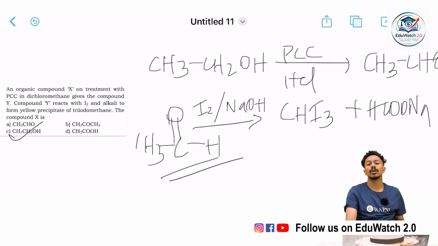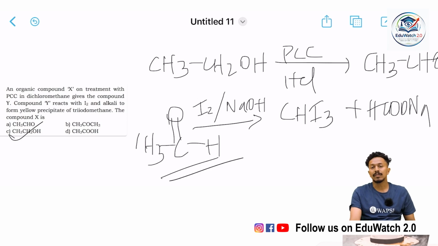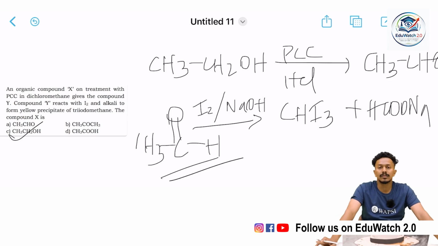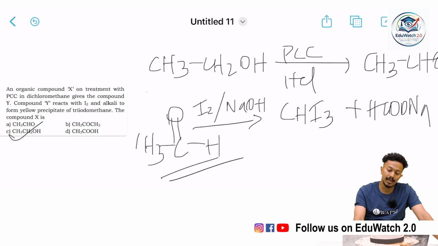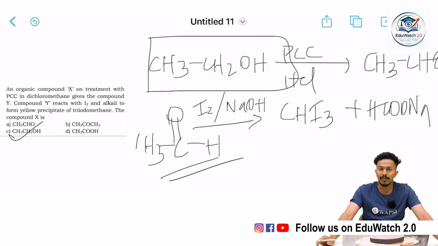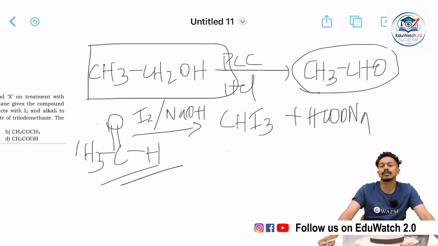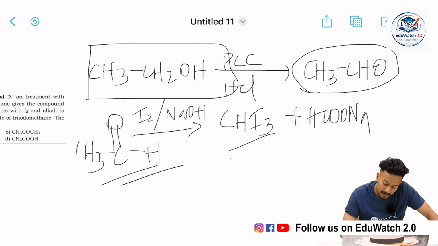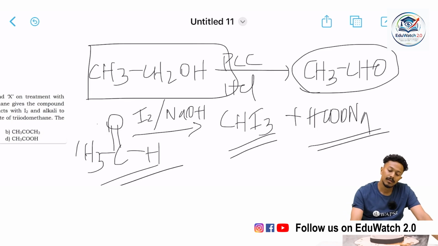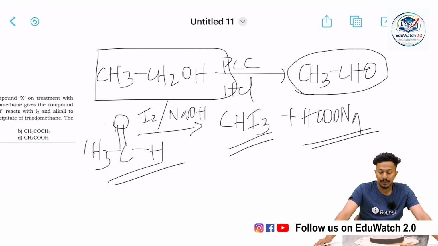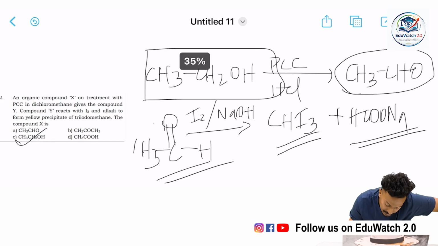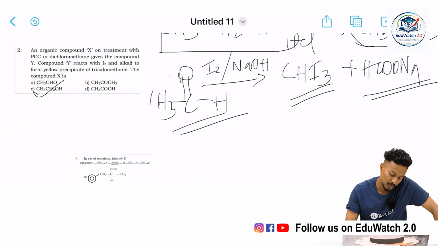Yes, a primary alcohol, which is ethanol, when treated with pyridinium chlorochromate, which is an oxidation reaction we have studied earlier in the preparation of aldehydes and also in reactions of alcohols, gives acetaldehyde. This acetaldehyde is subjected to the haloform reaction, where a halogen is treated with an alkali, which gives triiodomethane with methanoic acid. So the correct option would be CH3CH2OH. Moving on to our next question.